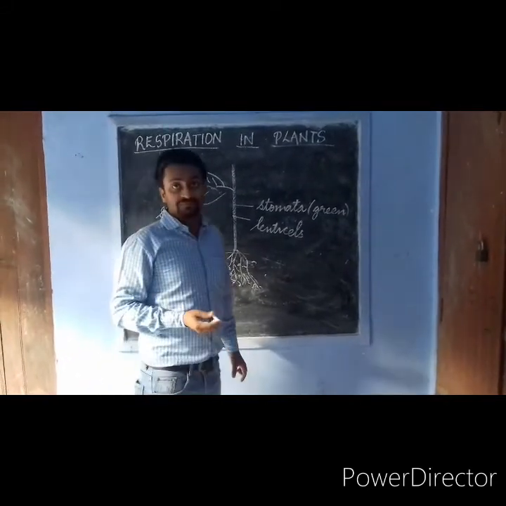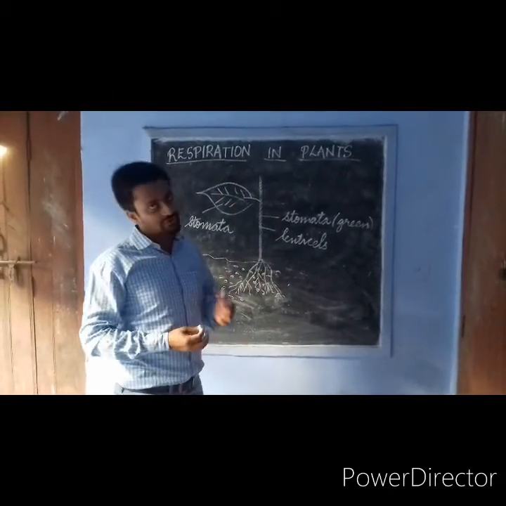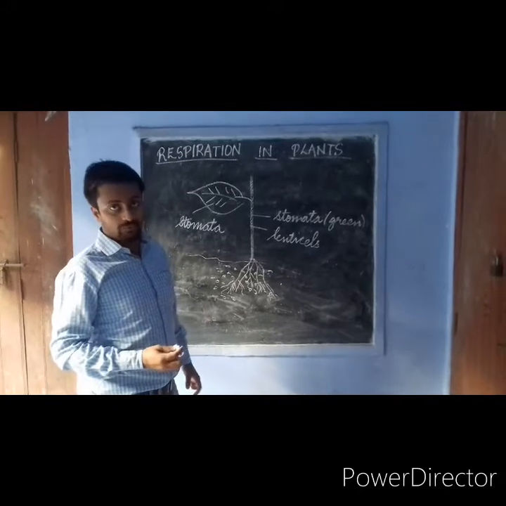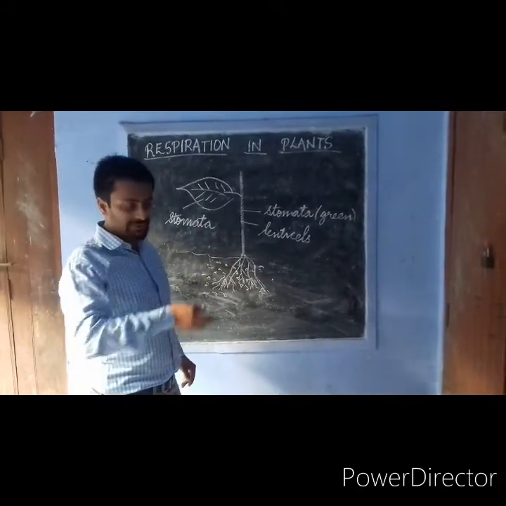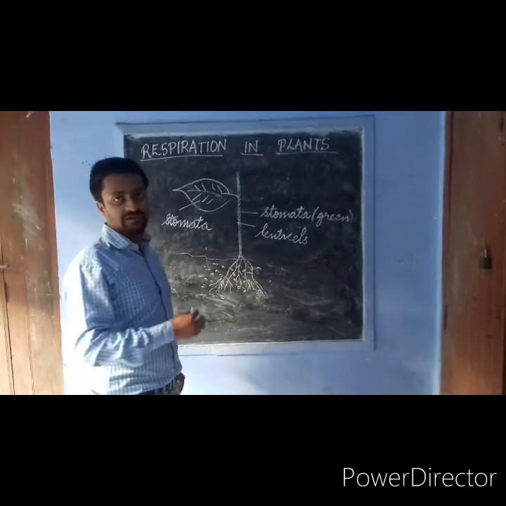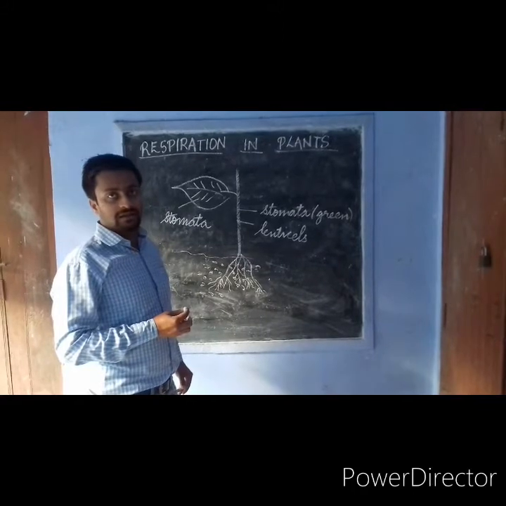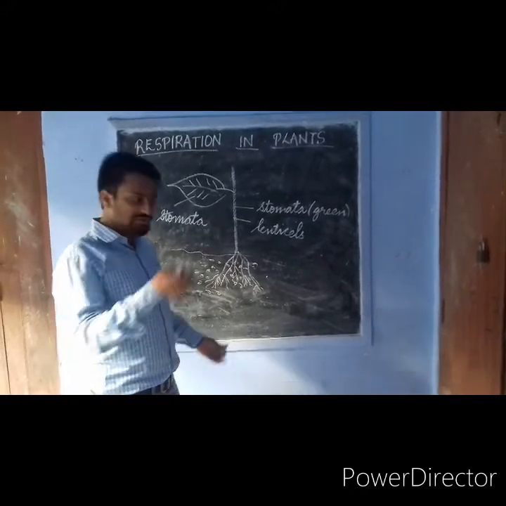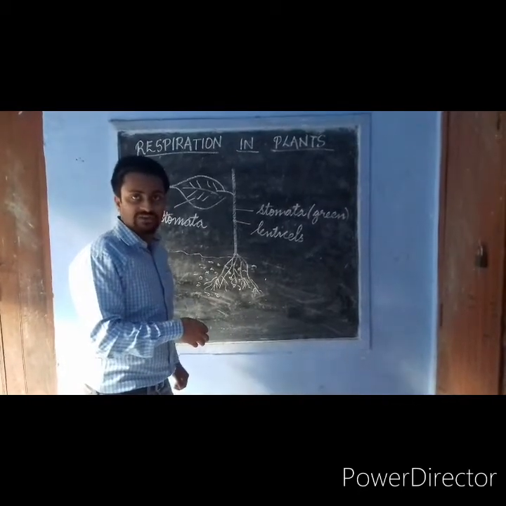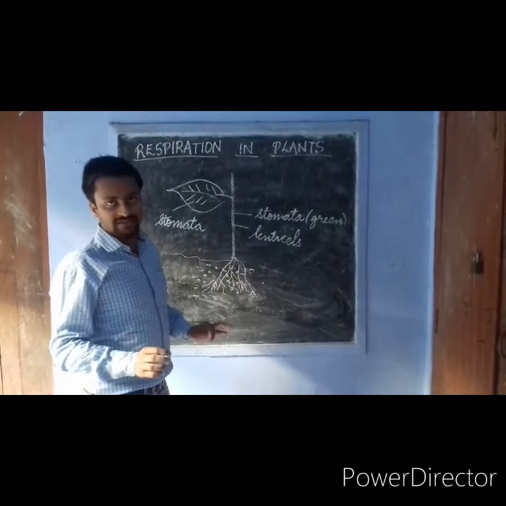Now what happens? During the daytime, the process of photosynthesis is carried out. Also the process of respiration is carried out. So whatever carbon dioxide is released by the plants during the daytime by the process of respiration is used up by the plants. And this carbon dioxide which is used up is used in the process of photosynthesis. So the main gas which is released during the day is only oxygen.